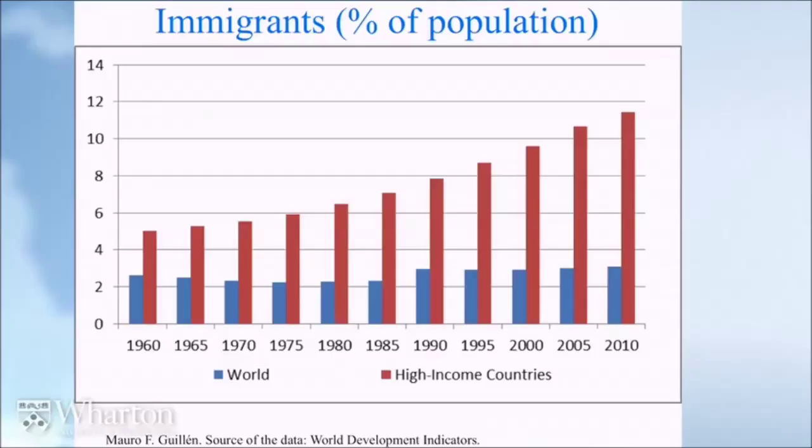So for the world as a whole, that's the blue bars, what we see is that immigrants as a percentage of total population, that proportion has actually stayed very, very stable over the last 50 years or so. It was about 2.5% back in 1960, and it's about maybe 2.5, 2.6 in the year 2010. However, when you look at the numbers just for the high-income countries, those are the red bars, we see a phenomenal rate of increase. So we see that back in 1960, about 5% of the population in the high-income countries were immigrants, whereas by the year 2010, that proportion grew to nearly 12%, from 5% to nearly 12%.